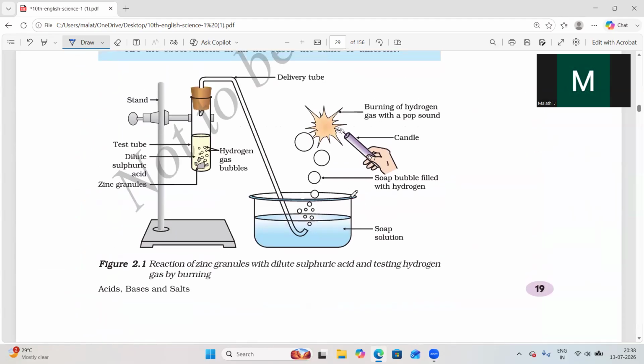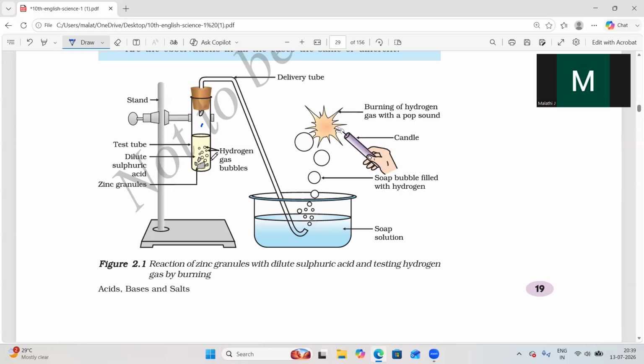How do you observe? When metals react with acids, you will get hydrogen gas. Hydrogen gas is colorless and odorless. You can see hydrogen gas here, but you don't know whether it is hydrogen gas or not. So you have to do the reaction of zinc granules with dilute sulfuric acid. You can identify the hydrogen gas. Here one question they will ask: how do you identify whether it is hydrogen gas or not? You should know this experiment.